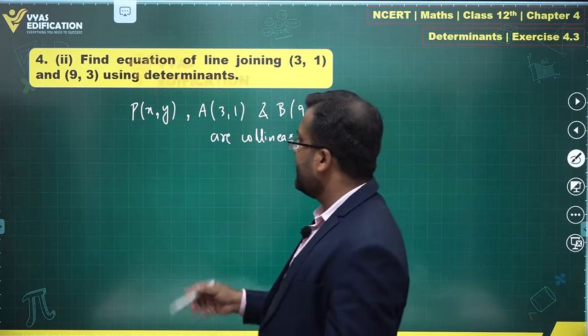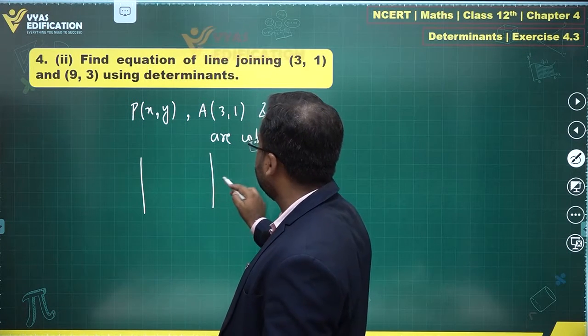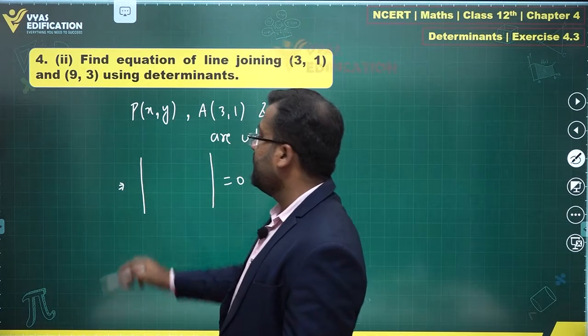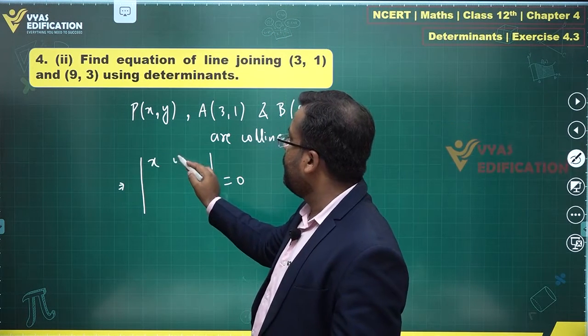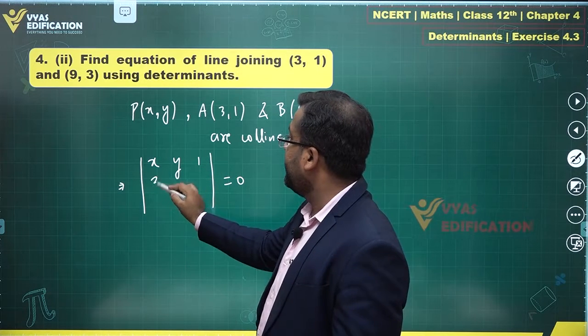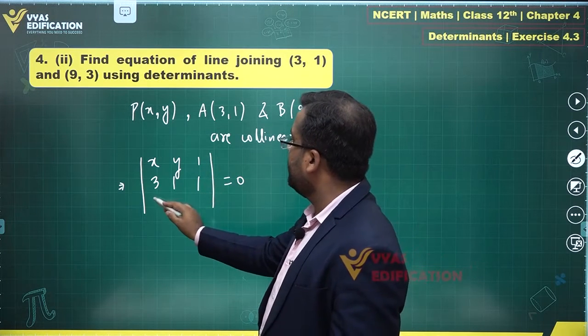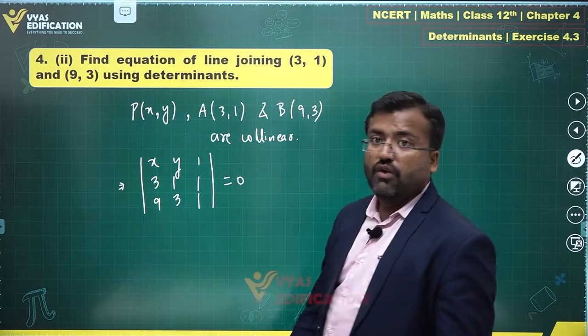Area equals 0, which implies half times the determinant, or you can say the determinant is equal to 0. Okay, the determinant formed using these points, right? Let's write x, y, 1, then we can write 3, 1, 1, and the last row will be 9, 3, 1.